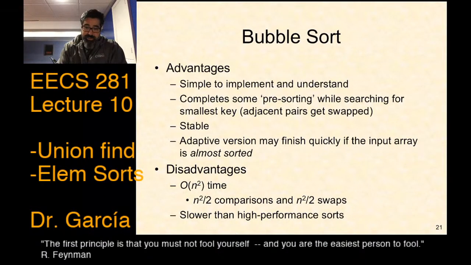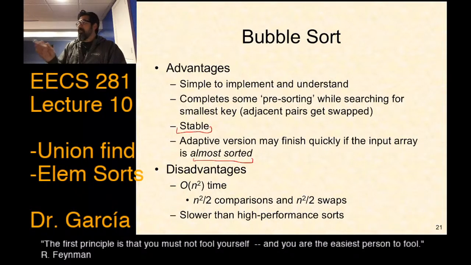It can complete some pre-sorting while searching for the smallest key. It is stable, right? And sometimes that's important, depending on the context of where you're using your sorting algorithm. Okay. And then the adaptive version may finish quite quickly if the input is almost sorted. So those are some of the advantages. If you thought that bubble sort is terrible, well, there are some good things about it. Although, again, insertion sort has those same good things, and it's way better.